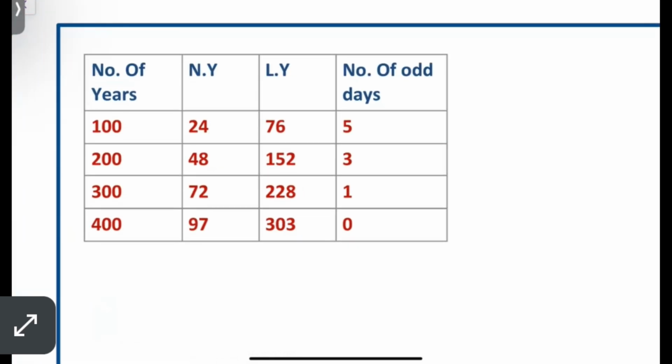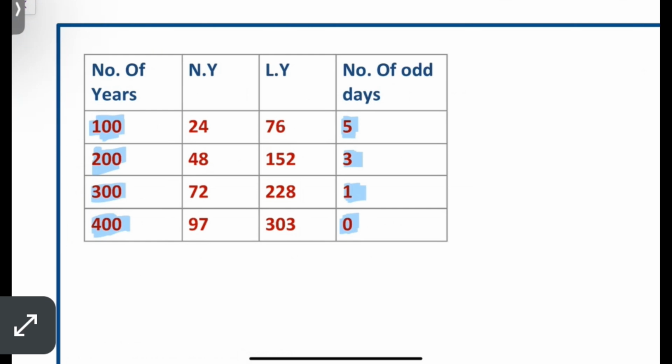If we are to approach a question by a traditional approach, the formula is this. In a normal 100 years, how many odd days are there? There will be 5 odd days. In 200 years, there will be 3 odd days. In 300 years, there is 1 odd day. In 400 years, there will be 0 odd days.